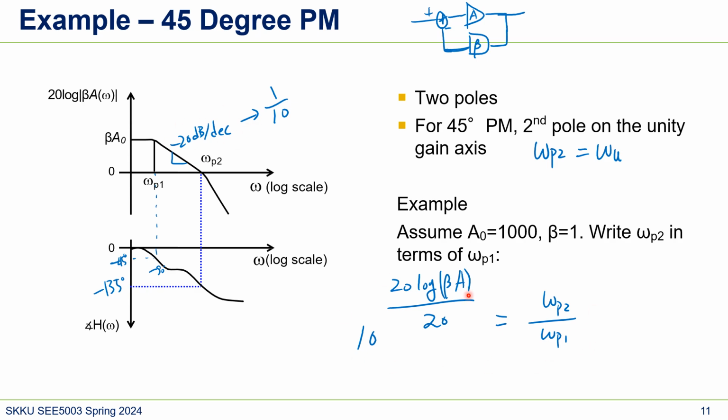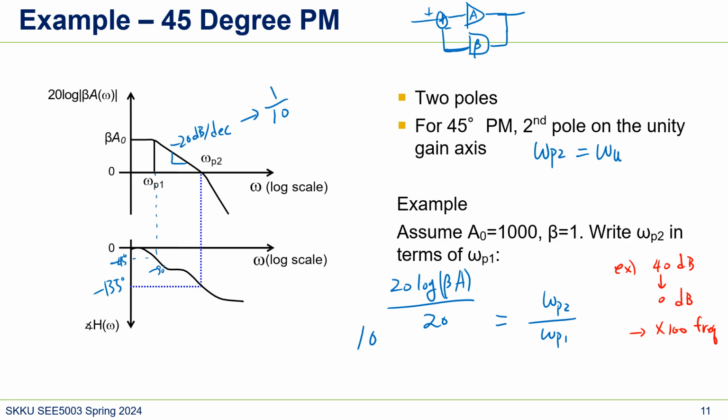So let's see why. I'm assuming that this value in dB is 40, for example. If that's 40 dB, and we want to make this 0 dB, how many decades are needed? Because every decade, the gain decreases by 20 dB. So it needs 2 decades, which means the frequency becomes 100 times. That's how it works, right? So that's represented like this.